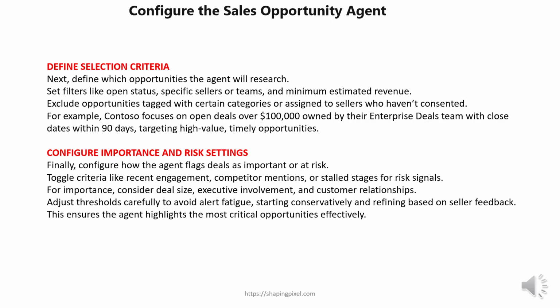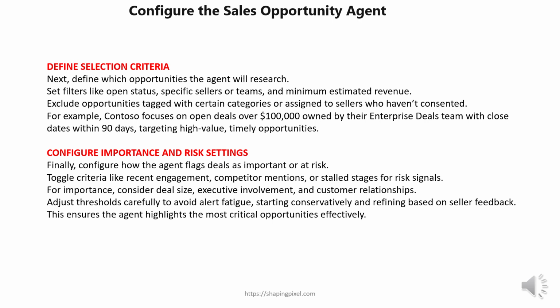Next, define which opportunities the agent will research. Set filters like open status, specific sellers or teams, and minimum estimated revenue. Exclude opportunities tagged with certain categories or assigned to sellers who haven't consented. For example, Contoso focuses on open deals over $100,000, owned by their enterprise deals team, with close dates within 90 days, targeting high-value, timely opportunities.